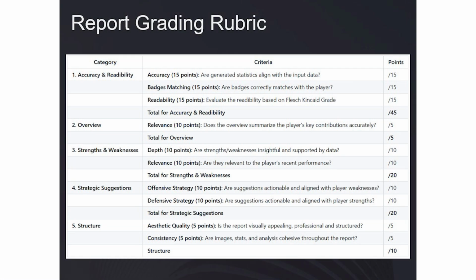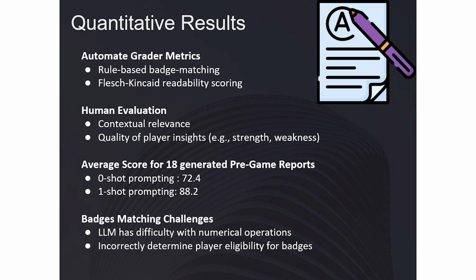So here shows the rubric we designed to evaluate our system performance, which covers both quantitative and qualitative aspects. So for badge matching and readability, we developed a Python script to calculate the scores. For badge matching, we evaluate whether the badges generated align with player attributes. And for readability, we use the Flesch-Kincaid grade, which is a numerical scale indicating the level of education needed to understand the text.